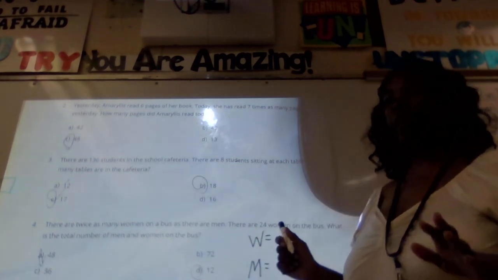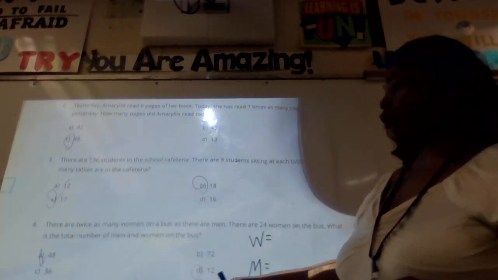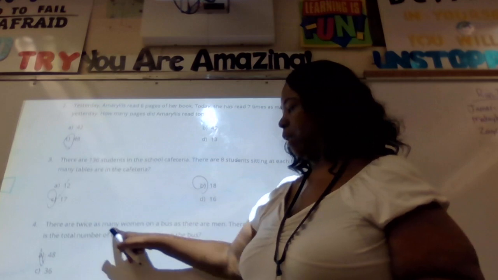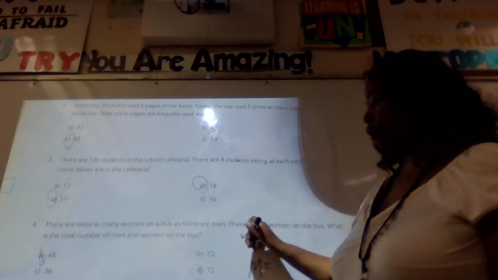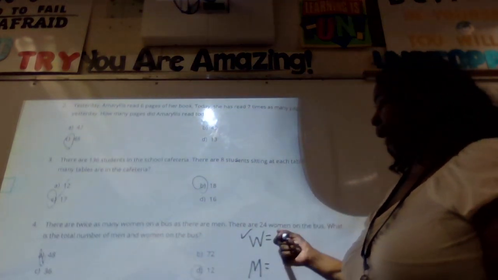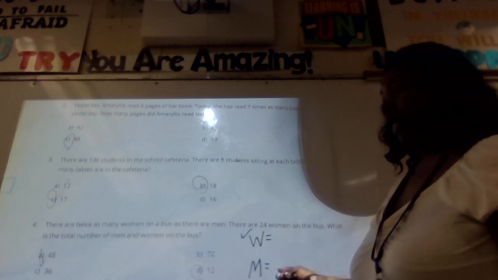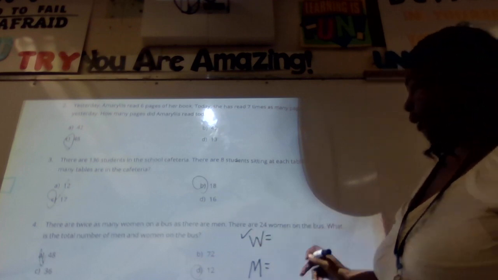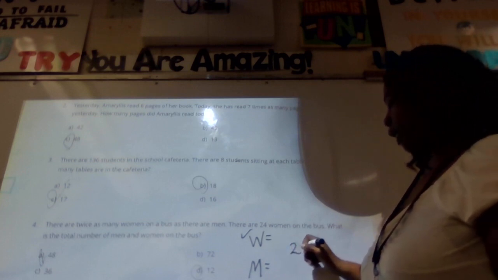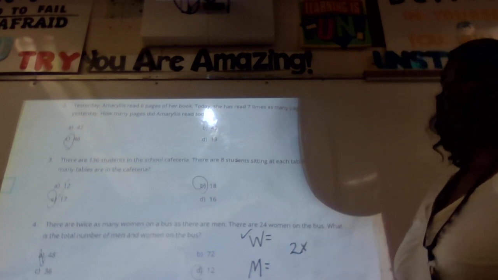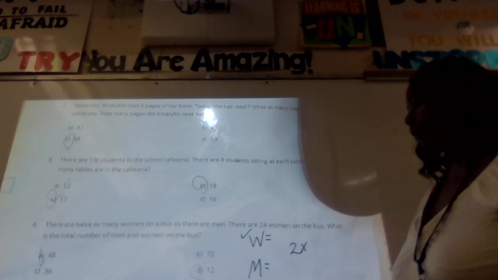Based on that, who's going to have more, the women or the men? It's going to be the women because it says twice as many women. So we're going to put a check on women. So we know our answer for women must be bigger than our answer for men. That's crucial. Okay, now it's twice as many. So twice we know means 2. So we're going to do 2 times out to the side.